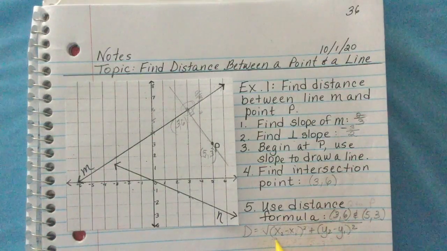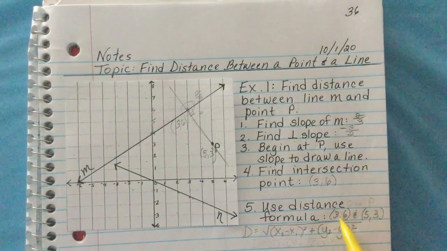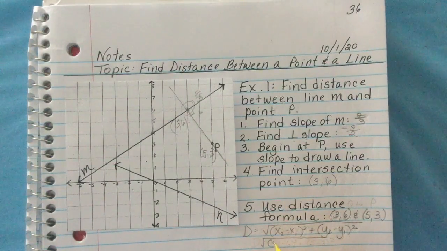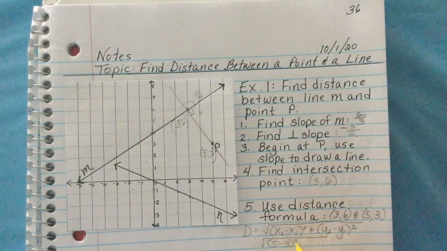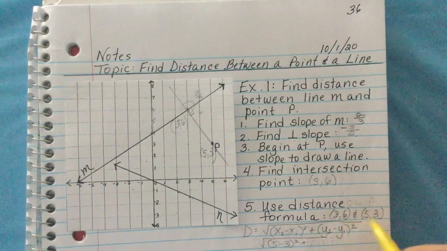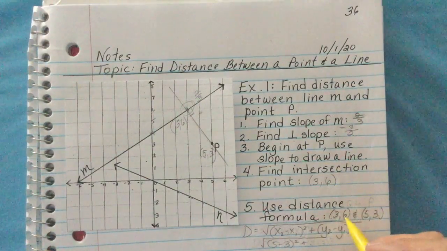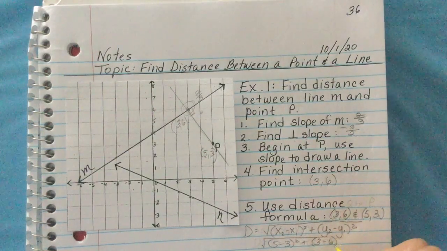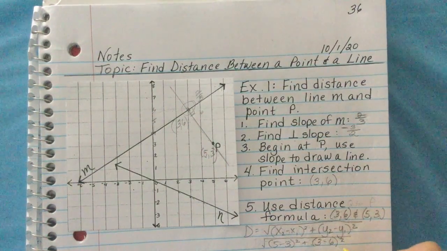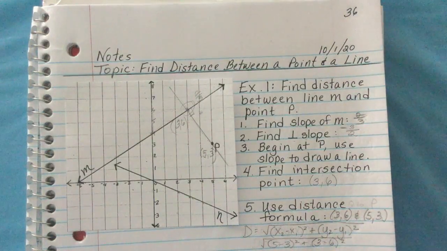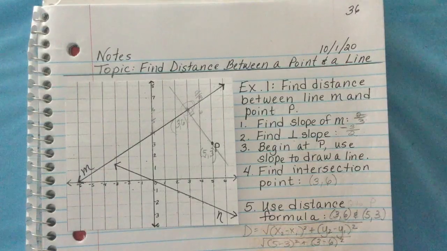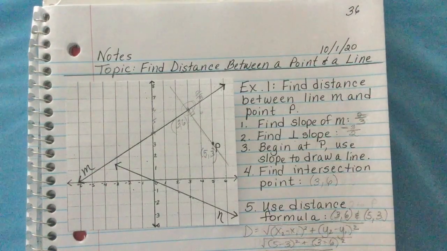All right, so my x's, 5 and 3: 5 minus 3 squared. And now my y's, 6 and 3, so I'm going to go 3 minus 6. And remember, the order doesn't matter, because if it turns out negative, you're going to square it and the negative will disappear anyway. Now we're going to do the simplification process.